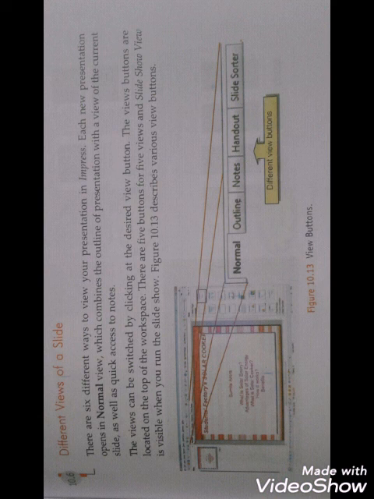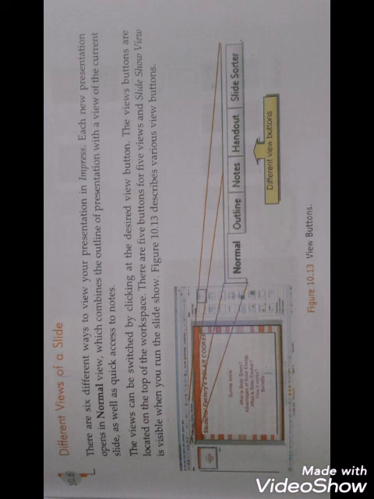The next heading is different views of the slide, students. OpenOffice Impress provides us six different types of views. In each new presentation, normal view is activated by default. This view combines the outline of the presentation with a view of the current slide as well as quick access to notes. Also, the views can be switched by clicking at the desired view button.